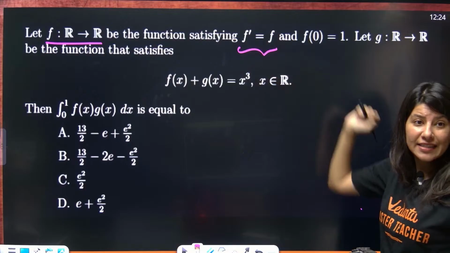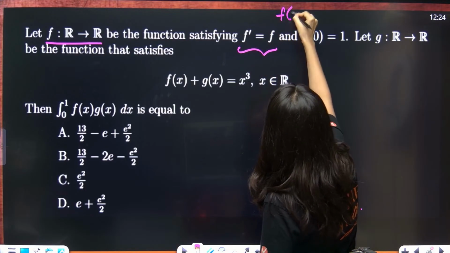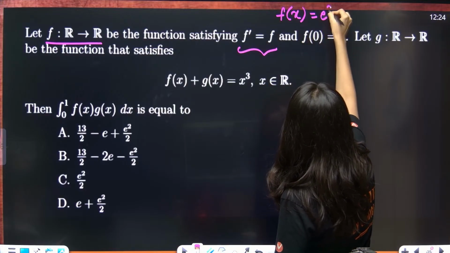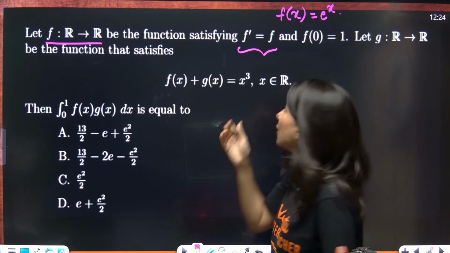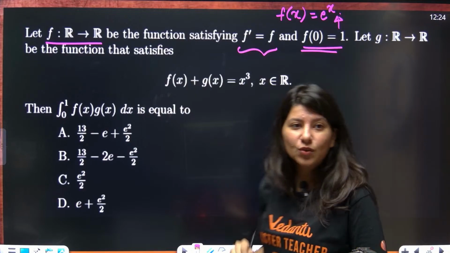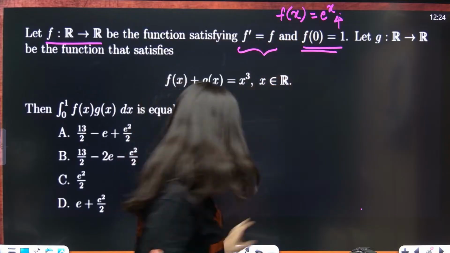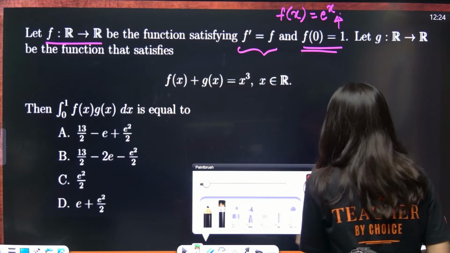F dash x is equal to f. The moment I see this, I realize by hit and trial that f of x is equal to e raised to power x. Can I write it? And also, by the way, it is satisfying f of 0 is equal to 1. So one function is satisfying both things. If you are not convinced, then we can solve it also.